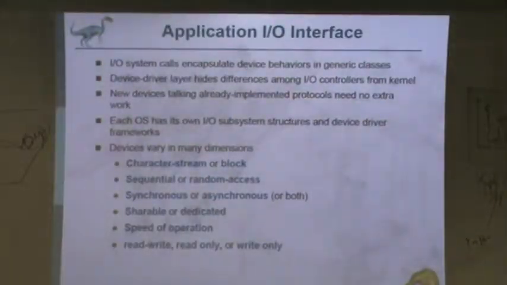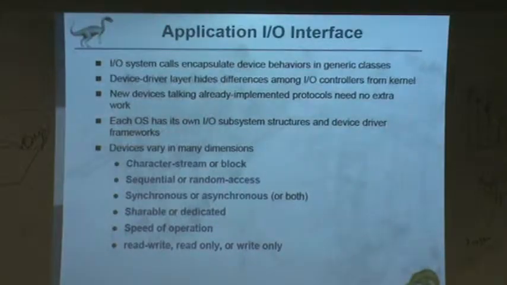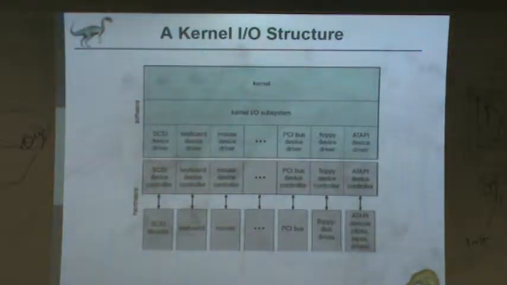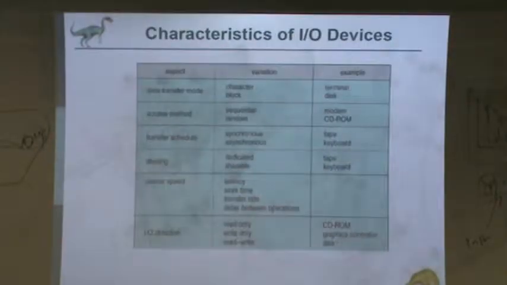There are different types of I/O interface from the application point of view. Data transfer can be character by character, such as the console or the terminal, and mostly when you read and write data, it is based on the block. And also sometimes it's sequential, sometimes random access.